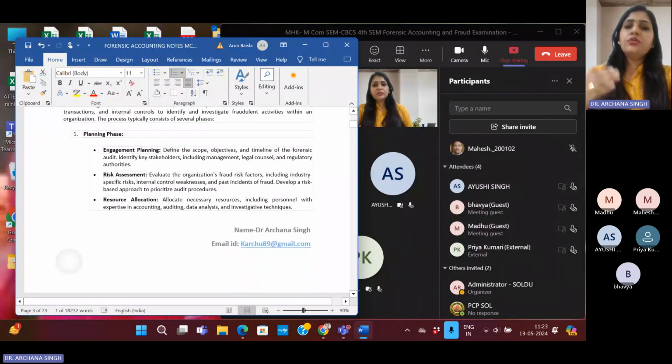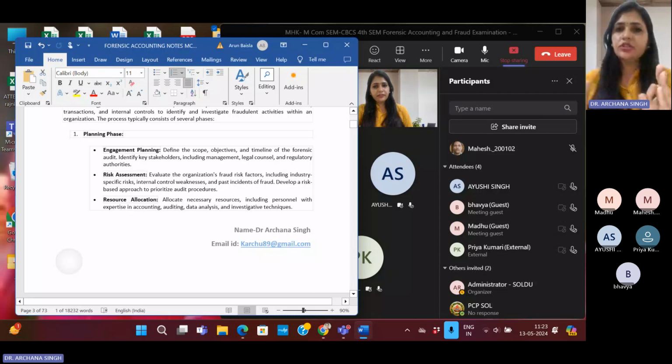Engagement planning, it includes, you had to define during this planning phase the scope, objective, and timeline of the forensic audit. कि कितना scope है, how much activities you had to cover up, the objectives behind it, and what is the time gap कि time आपका कितना होना है, 1 year, 6 months, quarterly, fortnightly, 1 week, or in a day. So that time duration you had to define.